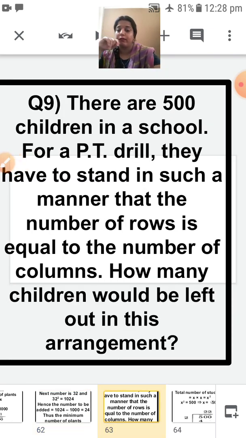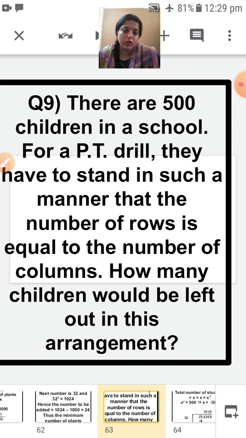See, the last question of this. There are 500 children in a school. For a PT drill, they have to stand in such a way that the number of rows and number of columns should be the same. How many children would be left out in this arrangement? In the previous question we wanted to know how many plants we need more, so we needed to add something. But in this question the concept is similar, but the question only wants to know the remainder part. We don't need to add anything to that 500 children, we have to stop there when we get the remainder.